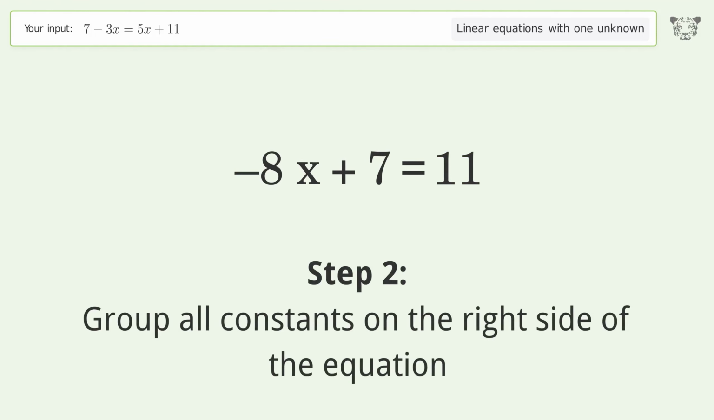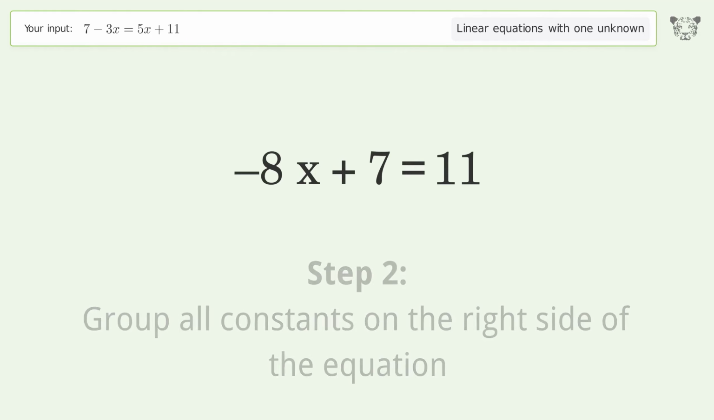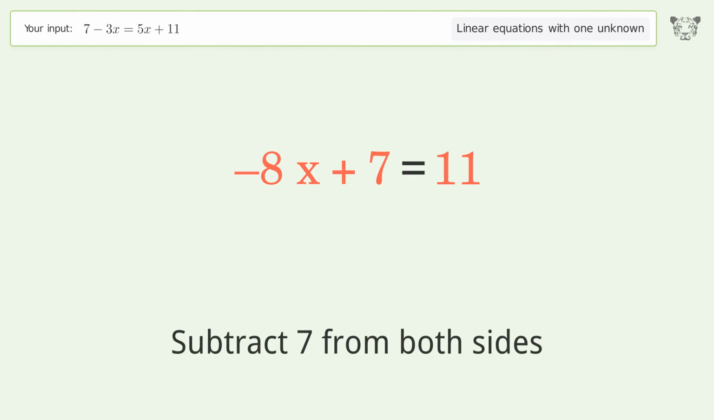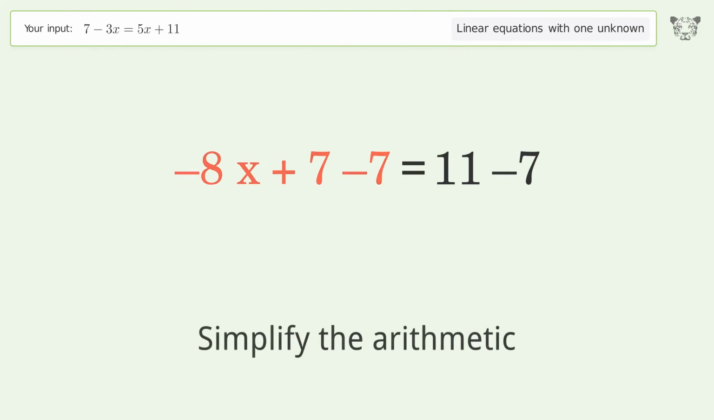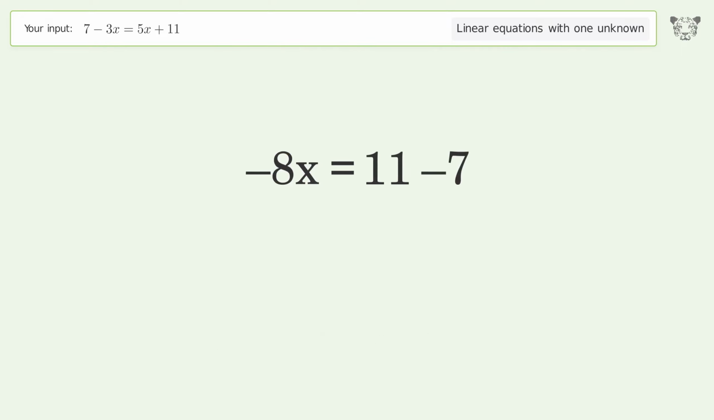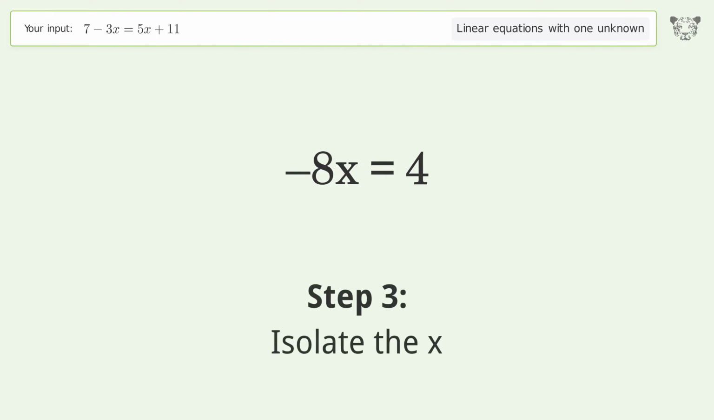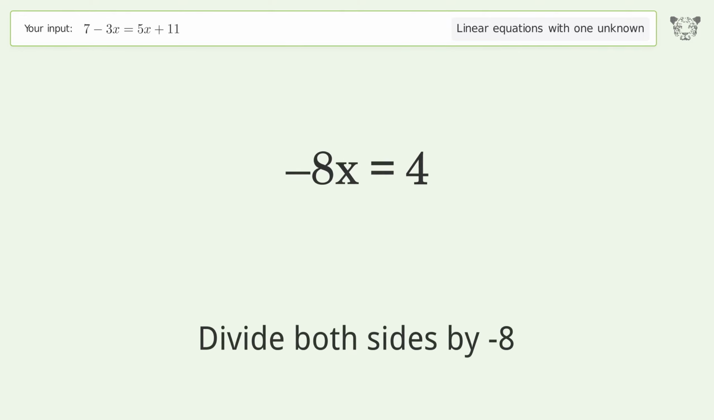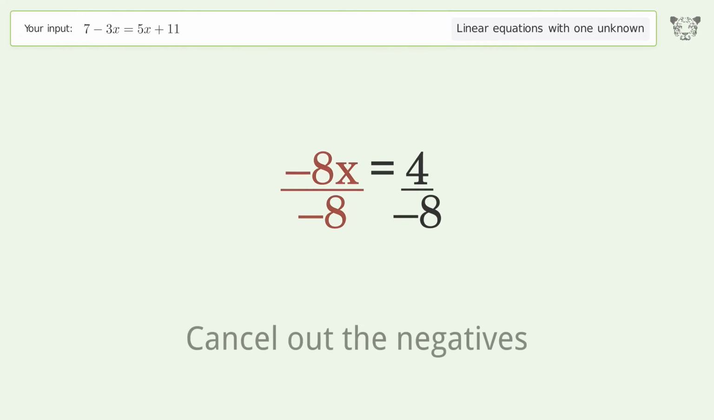Group all constants on the right side of the equation. Subtract 7 from both sides. Simplify the arithmetic. Isolate the x. Divide both sides by -8. Cancel out the negatives.